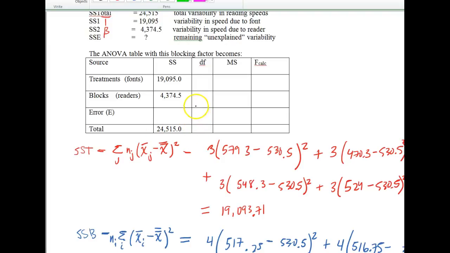And then, so let's just find out what the error is. To find out what the error is, we just say 24,515 minus 19,095 and 4374.5, and that is going to equal 1,045.5. So that goes in here.